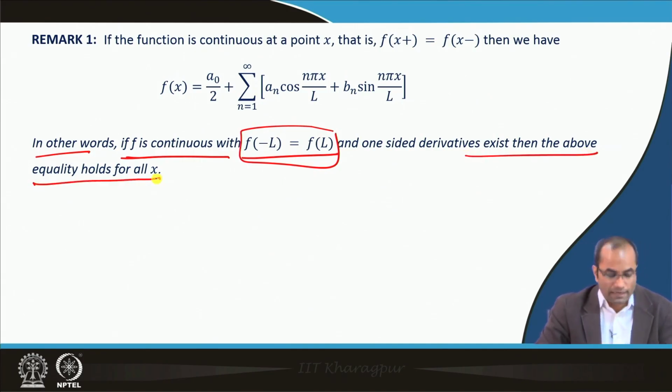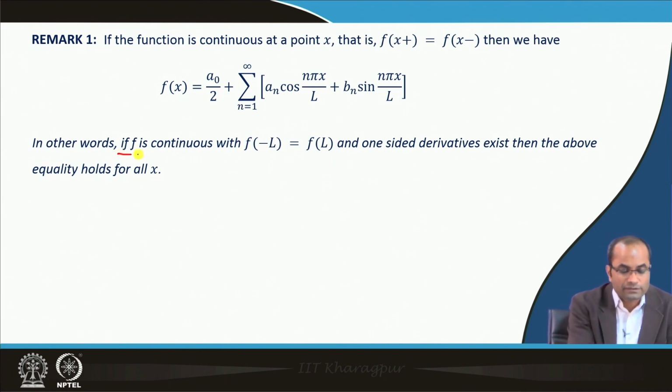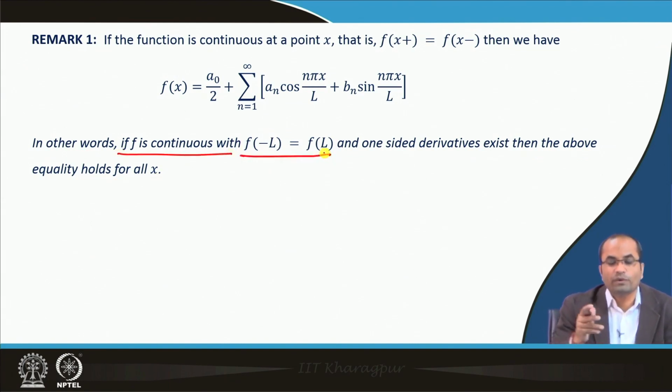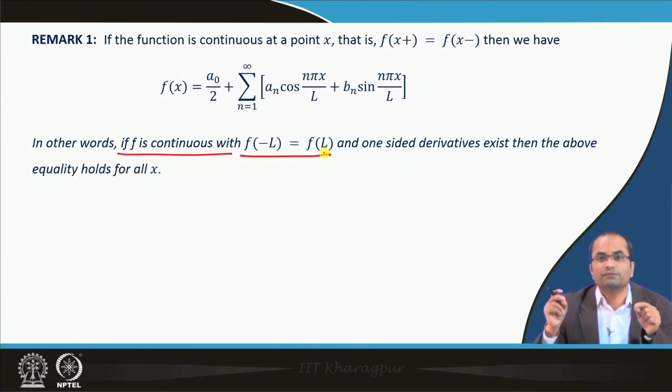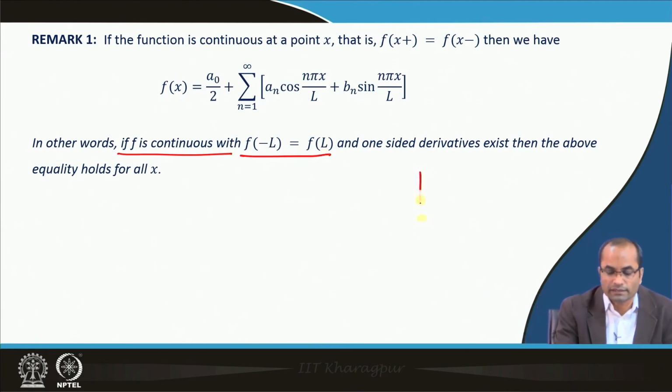So, what do we have now? If f is continuous and the end points are the same, that means when we take the periodicity of the function, the overall function will become continuous, like in the example I have just discussed before, as is the case here.